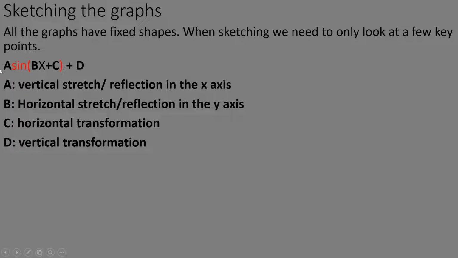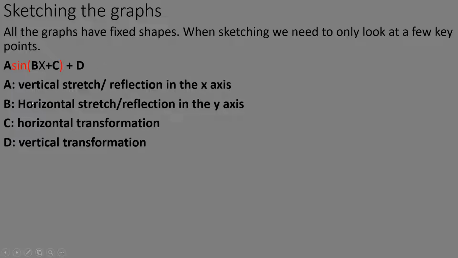So y will usually be given as a sine(bx + c) + d. The sine function is in red because this form applies to all other graphs: sine, cosine, and tangent. They'll usually be represented in this form. The only thing that changes is this function over here. So it could be a cosine(bx + c) + d, or a tangent(bx + c) + d.